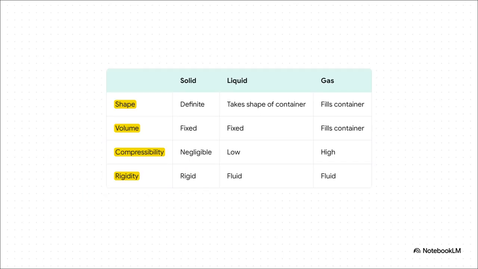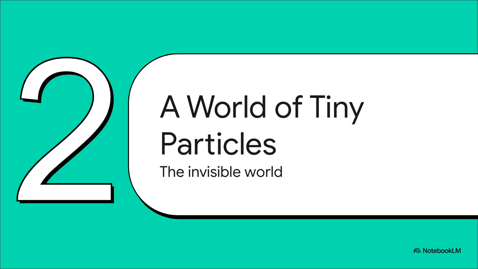And you can really see how much that particle arrangement matters right here. A solid is rigid, right? It's got a fixed shape because its particles are all locked into place. But liquids and gases, we call them fluids for a reason. Their particles can just slide right past one another, which is why they take the shape of whatever container you put them in.